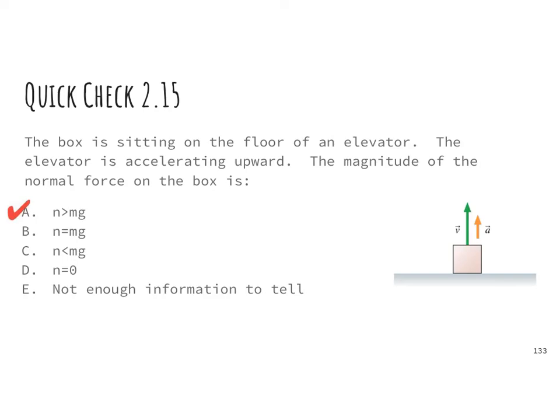It says a box is sitting on the floor of an elevator that is accelerating upwards. How does the magnitude of the normal force compare? Well, if it's accelerating up, that means there's a net force up, which means that the normal force has to be larger than the weight, because the weight's the only force down. If there's a net force up, then the normal force has to be larger. And when you're in an elevator, this is when you feel like you're heavier.